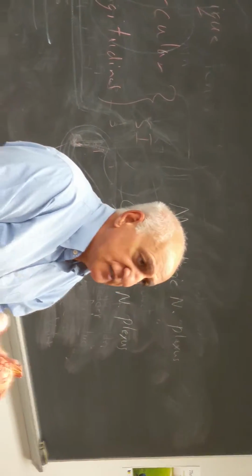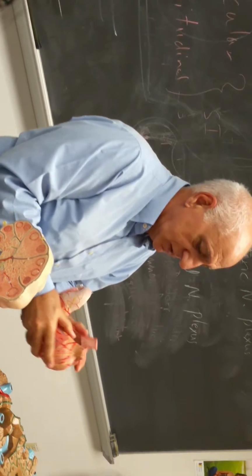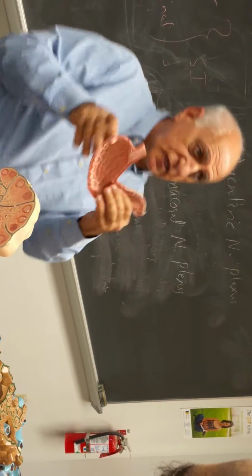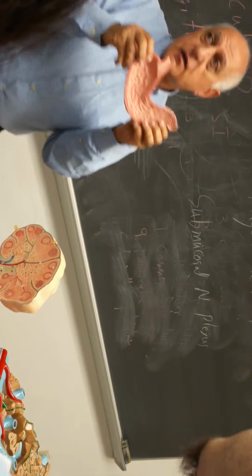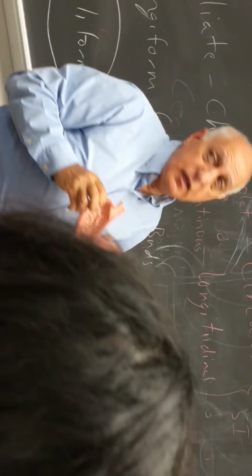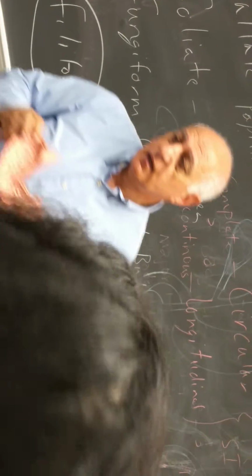Now in the stomach you cannot see submucosa. In this model you can see submucosa. Inside you can see the mucosa. That's mucosa. Which layer has the nerve plexus? Submucosa and the muscularis. I'll take this one so that you can see.